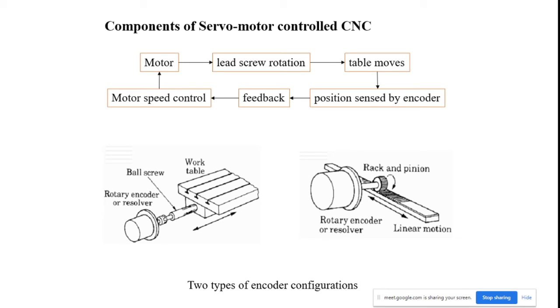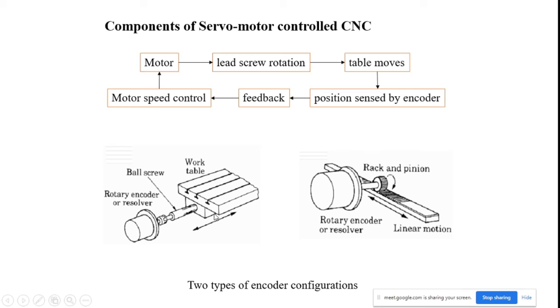And then, the components of a servo motor controlled CNC, how does it control? Yes, the motor is at the initial point. Based on that, the motor collects the input data from the machine control unit and gives it to the lead screw rotation. Based on the lead screw rotation, the work table moves from its initial stage. That movement is sensed by the position sensor.